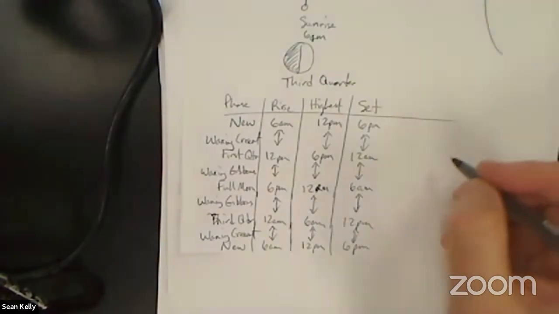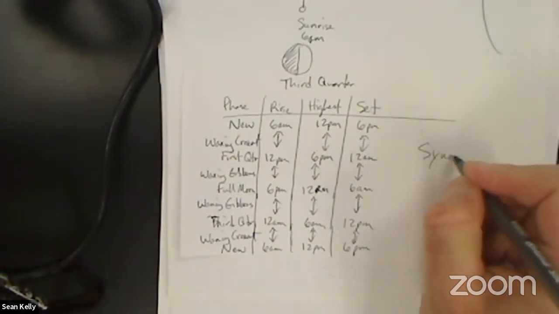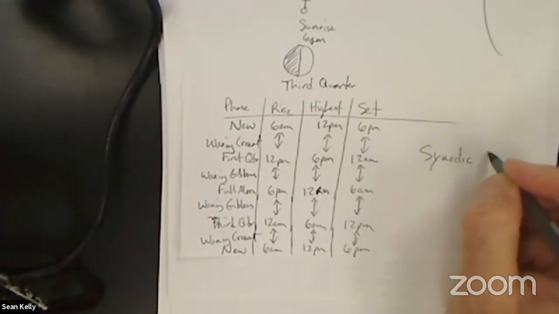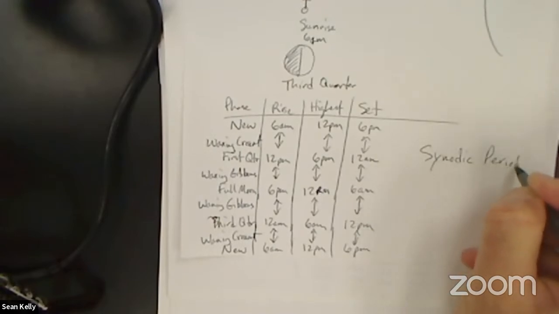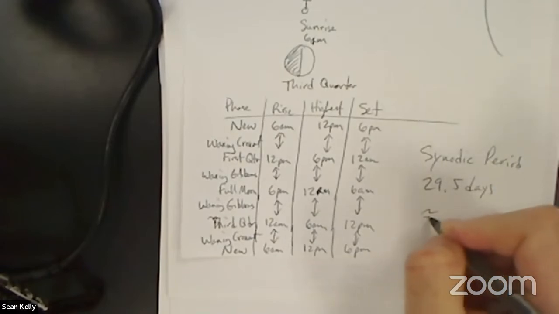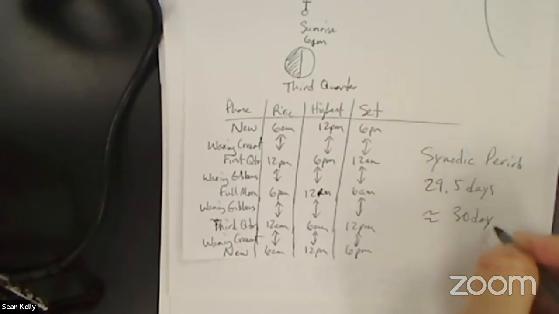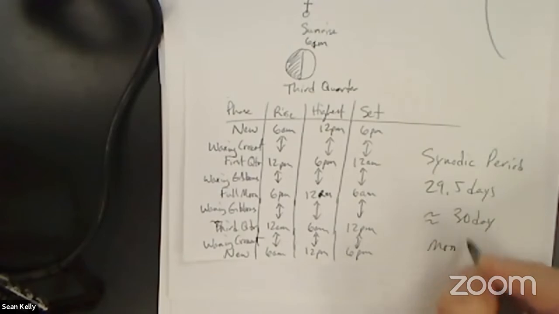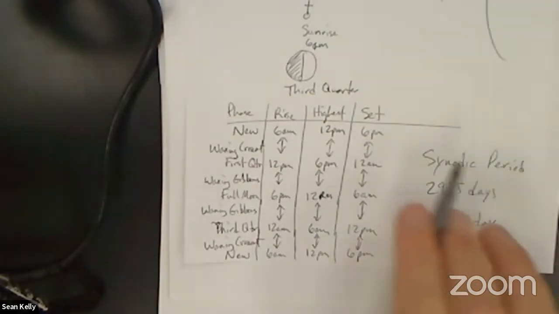And remember that the lunar cycle, the synodic period, which is the lunar cycle that we see of the phases, is 29.5 days, which is very close to 30 days, which is what we call a month. The word month comes from moon.